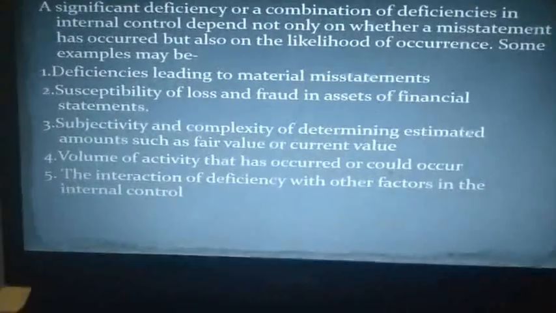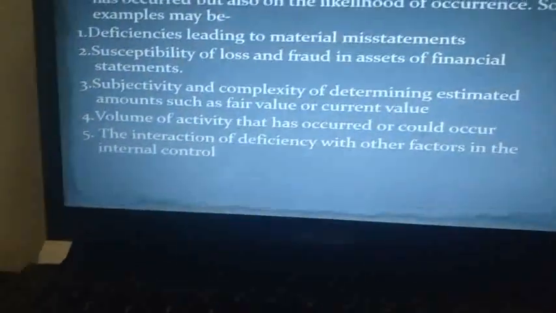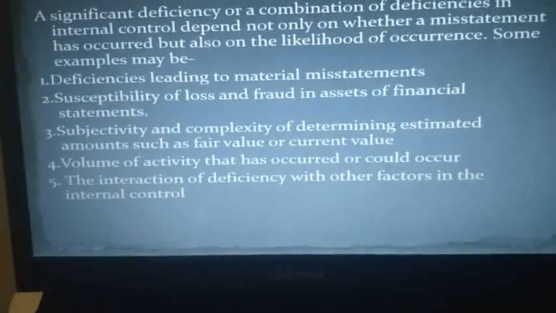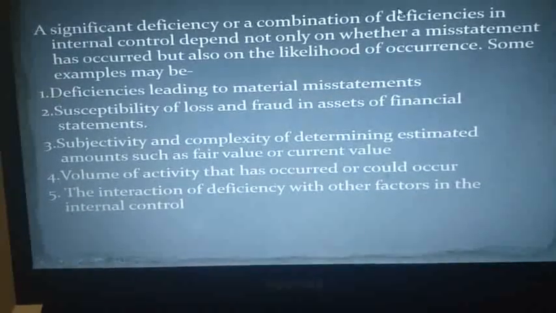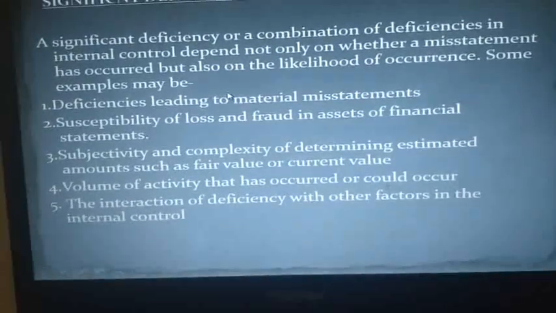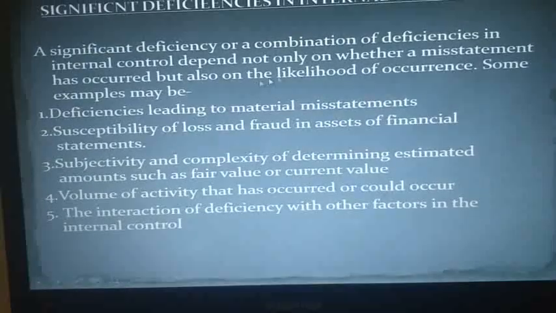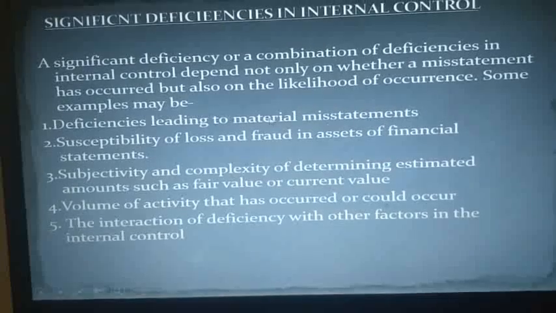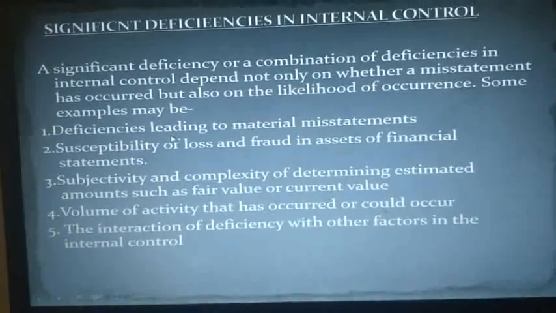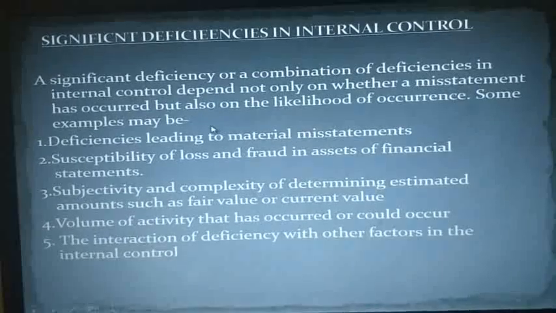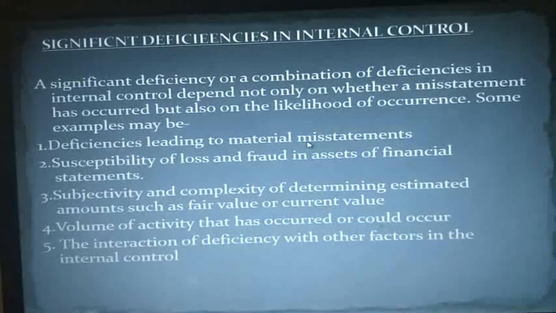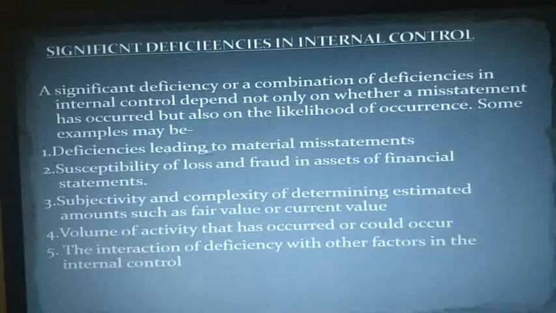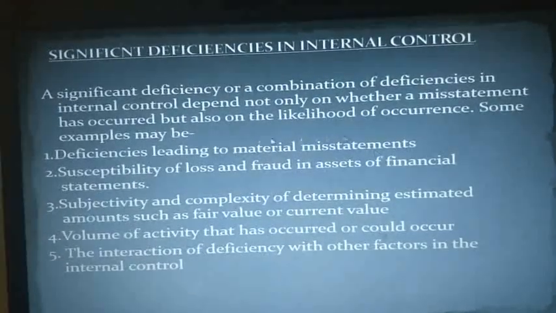Now next you have significant deficiency in internal control. A significant deficiency is basically a combination of deficiencies in internal control. They depend not only on whether a misstatement has occurred, but also on the likelihood of the occurrence of these particular deficiencies. For example, deficiencies leading to material misstatements. As we all know, in auditing, in terms of internal control, you tend to make material misstatements, right? That you tend to enter, for example, a duplication of entry and anything as such. So this is a particular deficiency which is leading to material misstatement.